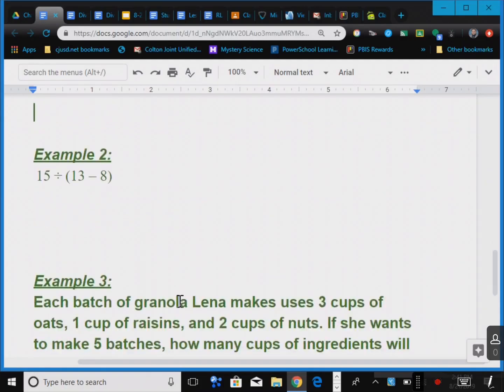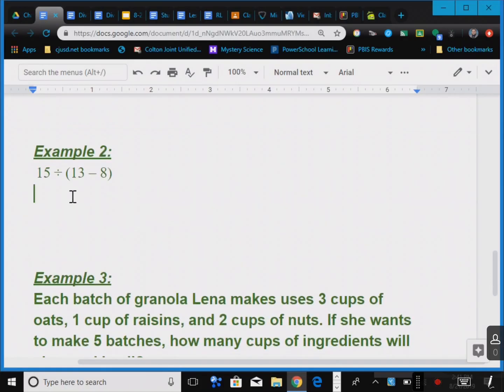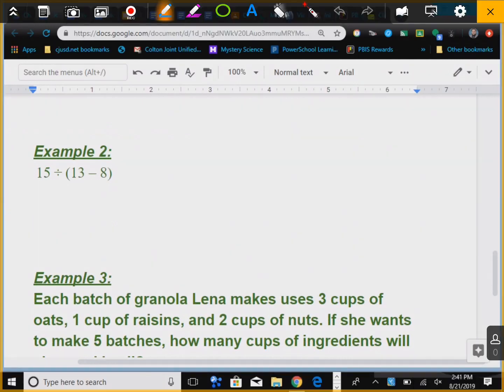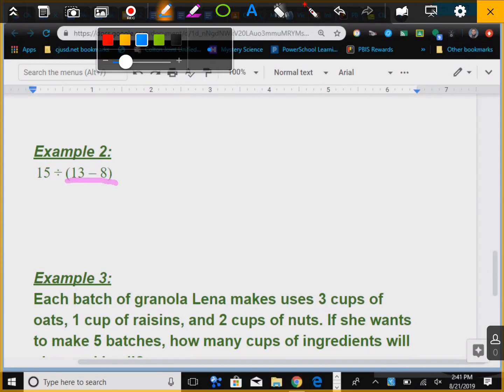15 divided by 13 minus 8. So 15 divided by 13 minus 8. Well, the first rule is to solve what's in the parentheses first. And if we see what's in the parentheses, it's 13 minus 8. So we need to solve that first.